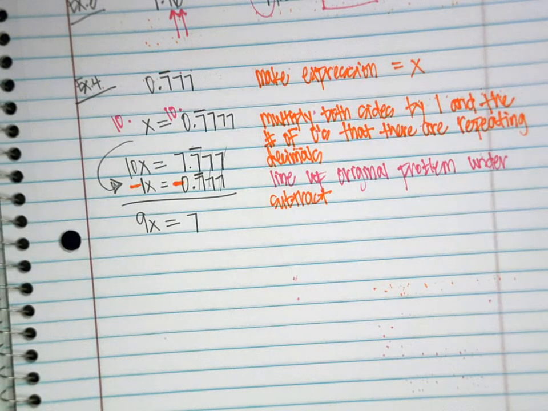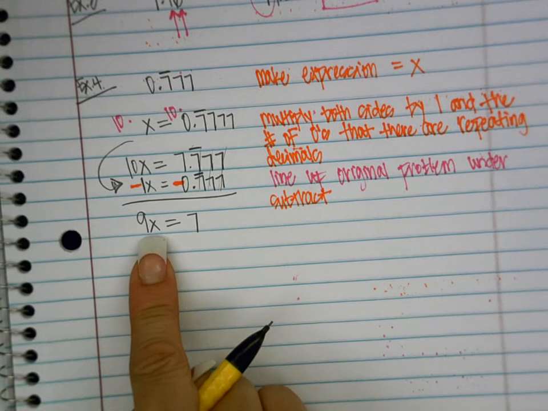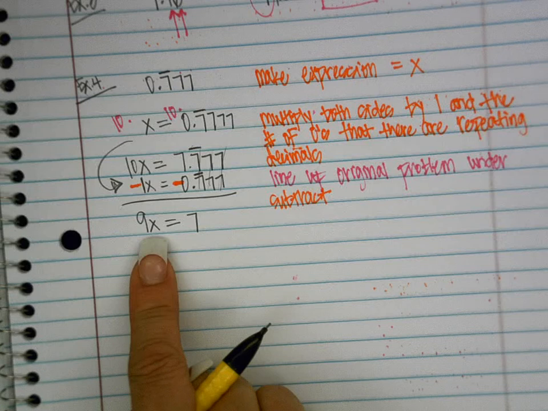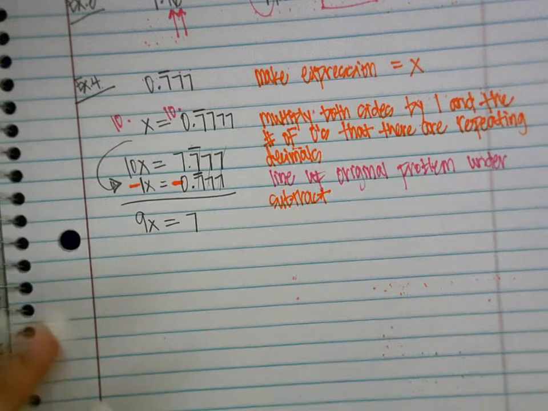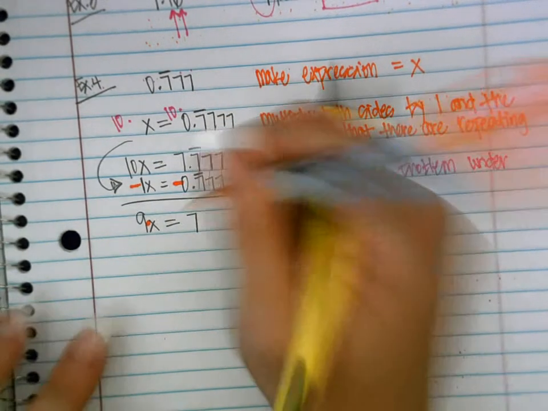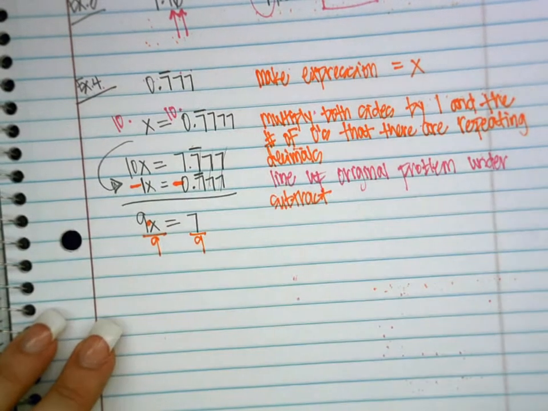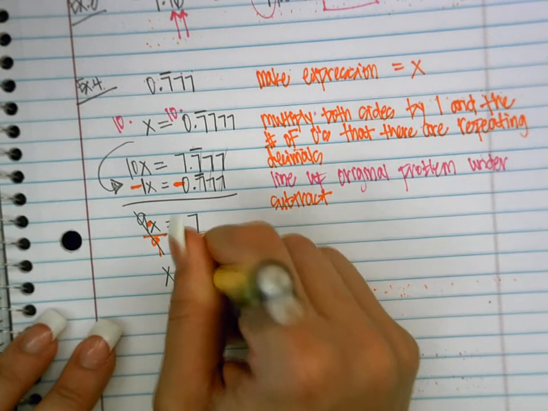0.777 repeating. Now, does anyone know how do I undo, how can I get x by itself? How is the x attached right now? Is it attached by add, subtract, multiply, or divide? By multiply. So remember, there's like an invisible multiply dot here. How do you undo multiplication? Division. So if I divide both sides by 9, these cancel each other out, and you get x equals 7 over 9.